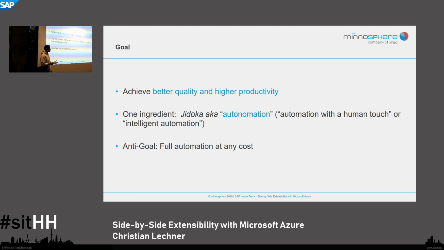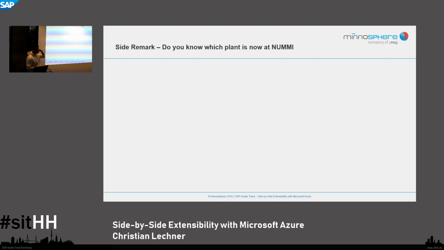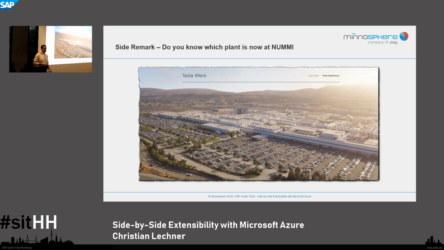The second flavor: keep the human, the user, the customer, in the center. When you think about these basic points, this is what SAP also pushes with the Intelligent Enterprise. However, the basis was laid in the 90s. One short side remark: do you know which plant is now located where the NUMMI plant was? It's Tesla. So there is something in the water there for quite innovative stuff, and there is something in the water there for quality problems, I guess.